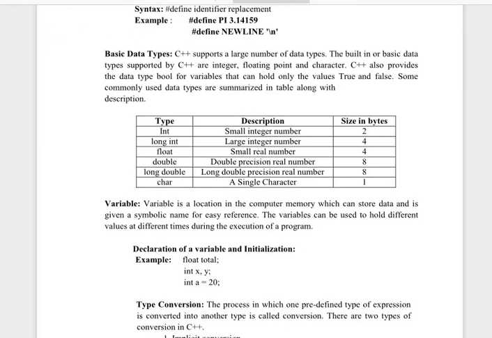Now we will see the basic data types, that is integer, long integer, float, double, long double, and character. It has some description of each, and this column shows the size of that data type. Now a variable is a location in the computer memory which can store data and is given a symbolic name for easy reference. The variable can be used to hold different values at different times during the execution of a program.